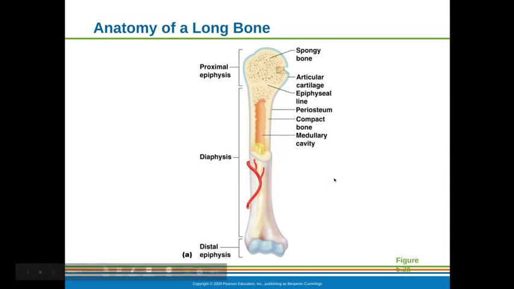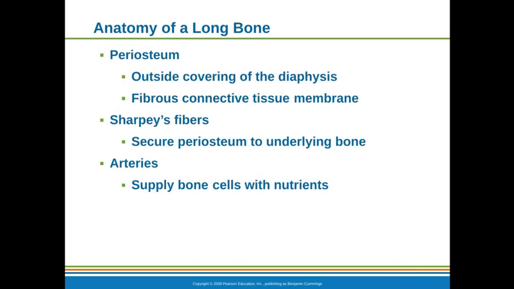Now, within this, we have the medullary cavity, we have compact bone, and then this covering that we have called the periosteum on the outside. And then within the epiphyses, we find spongy bone covered with the periosteum and articular cartilage, which will help to decrease friction. We should know that from chapter 3.